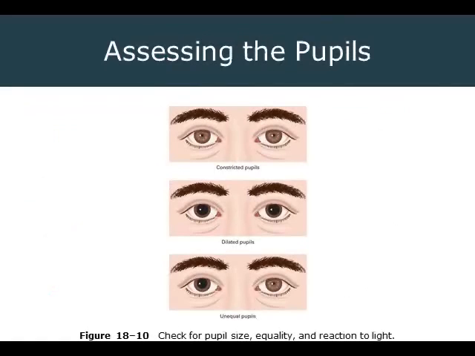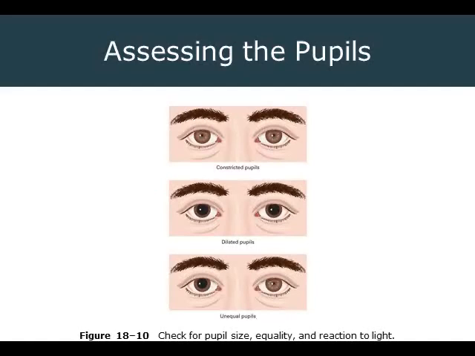Assessing pupils. When we look at the pupils of a patient, we generally consider normal pupils to be roughly 2 to 4, or 3 to 4, depending on the person, millimeters in diameter. When I think about it, I try to think of the size of a regular old pencil eraser, with normal being somewhere between that and the size of a pencil lead. That's an old wooden yellow number 2 pencil. When we get much bigger or much smaller than those, that's where we start to get a little concerned.